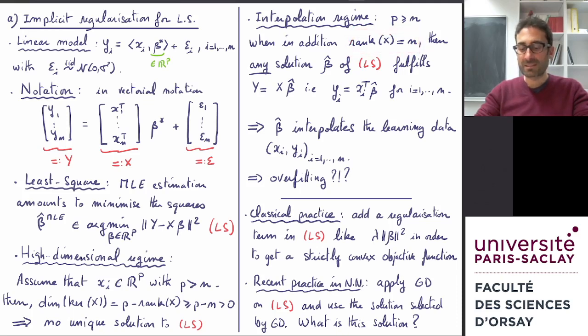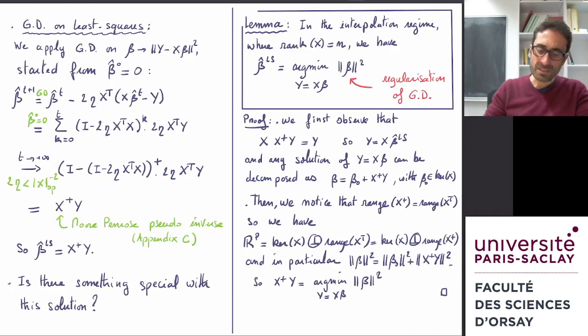In this setting, you know that you have at least one solution of the equation y equals X beta. Since you have one such solution, any minimizer of your least squares is actually a solution to this equation. So this corresponds to an interpolating solution. What we have been considering is a specific solution, which is obtained when we apply gradient descent on the least squares criterion, starting from 0.